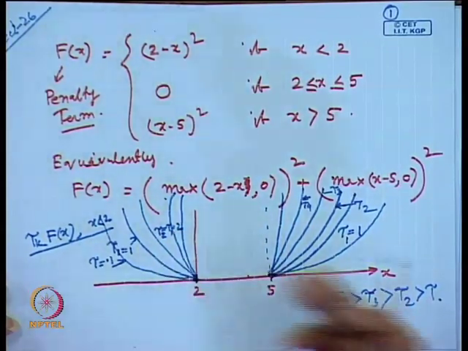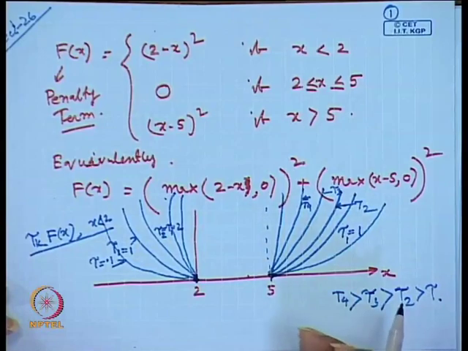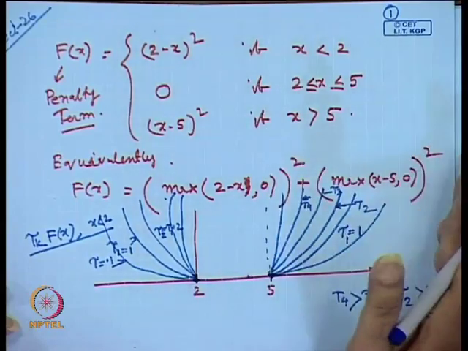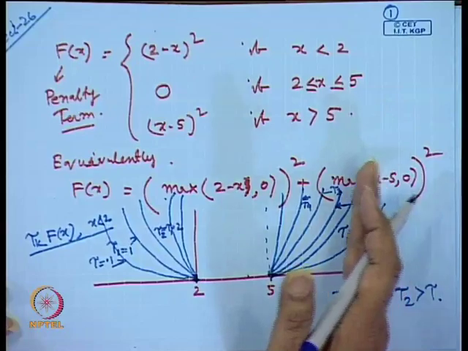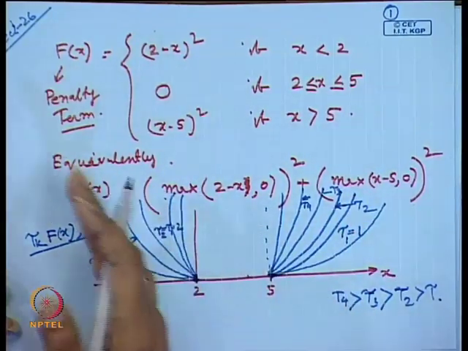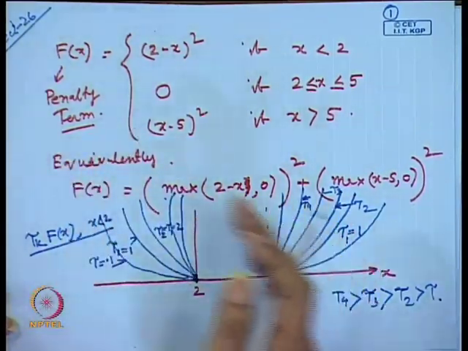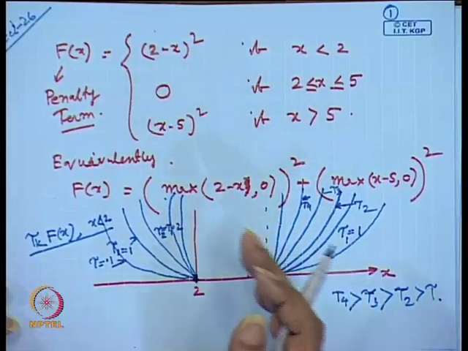So, in our iterations, the tau value will start from a small value, far away from the boundary region. In the next iteration we increase the tau value, that means the penalty coefficient will keep increasing and approach infinity.